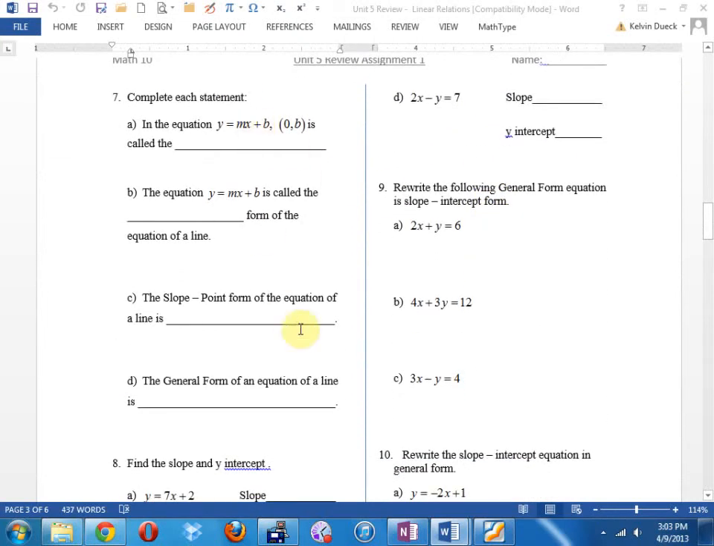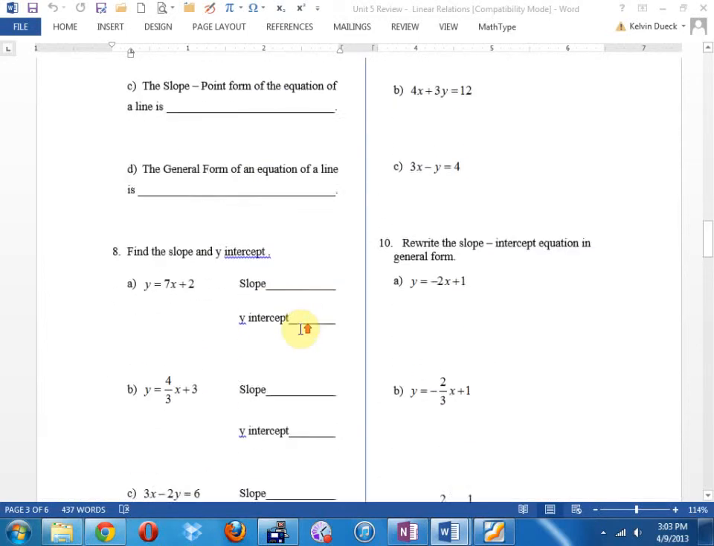Number 7 is just asking, do you know the various forms? Again, what I'm going to give you on your test on the front page is the 4 equations that are on the study guide, and I'll show you those again in a bit. But you'll get the slope-intercept form template, the slope point form template, the general form template, and the slope formula.